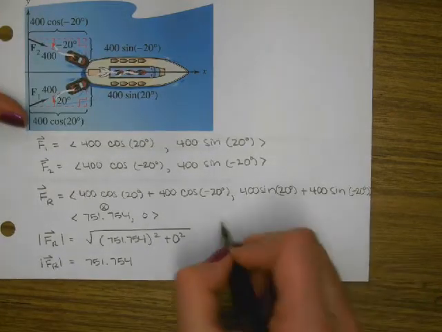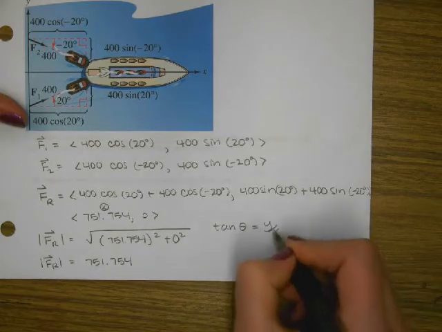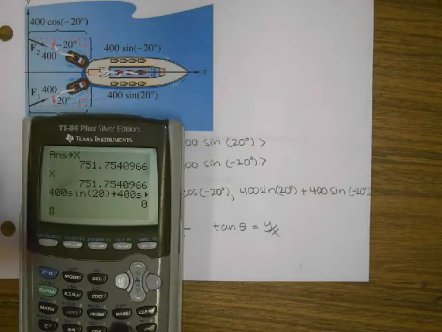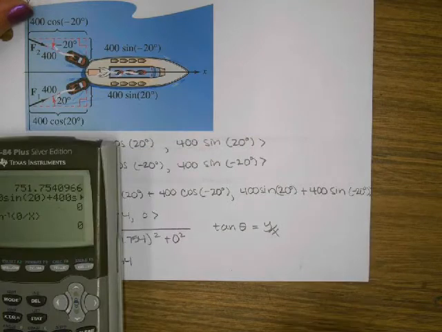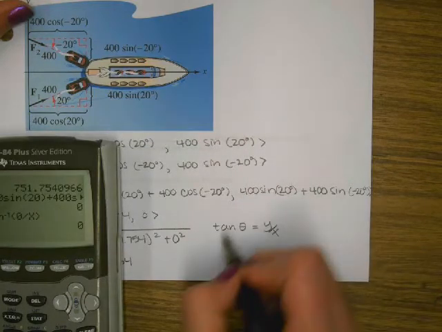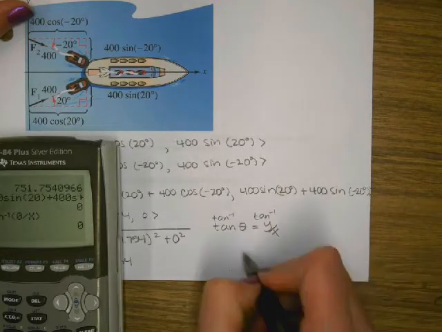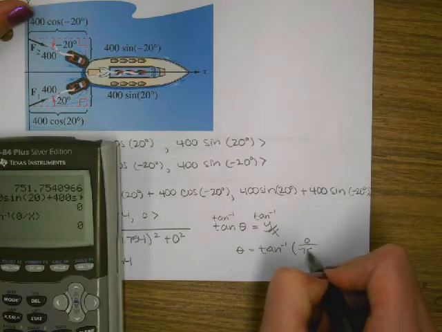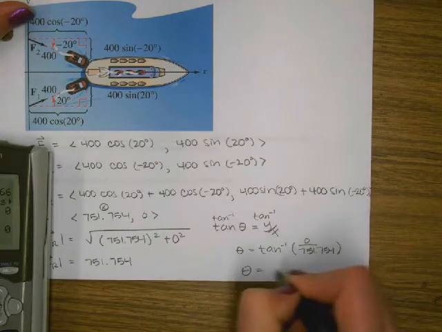And then to find the direction, I'm going to say tan theta is y divided by x, which is 0 divided by that decimal. And again, that decimal doesn't quite matter this time, but I'm going to go ahead and use it anyway. So 0 divided by that decimal for x, and tangent inverse of 0. Sorry, I should have explained that work better. I'm solving for the angle, so I need to do tan inverse of each side. And so theta is tan inverse of 0 divided by 751.754, and I end up getting that theta is 0.